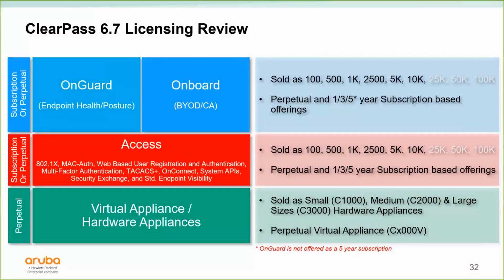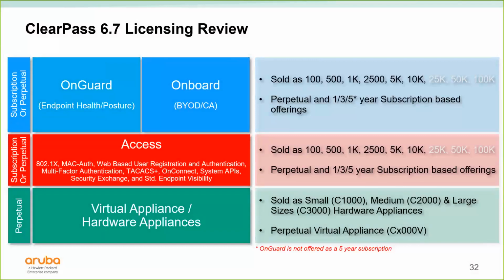as long as you have the server hardware to get the specs that you need to support those larger appliances. Now, once you've decided virtual or hardware appliance, I like to recommend that you do two of those. I always want to do my NAC solution and a high availability. Then you're going to add access licenses. Now, access licenses are needed for the number of devices that you would want to authenticate using ClearPass. Basically, anything with an IP address that you're going to authenticate, you're going to want to use an access license. Now, access licenses give you your 802.1X, your MAC authentication, the web user registration and authentication, your multi-factor, the TACACS, OnConnect, which is needed for some of the dynamic segmentation, all the APIs that you would need for security exchange, and then your endpoint visibility.